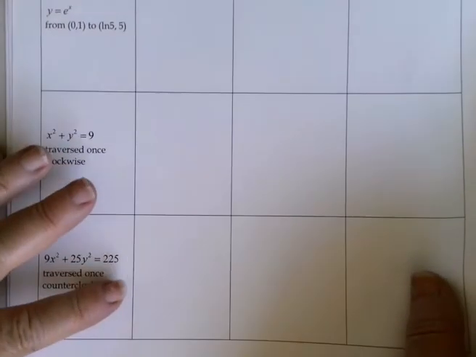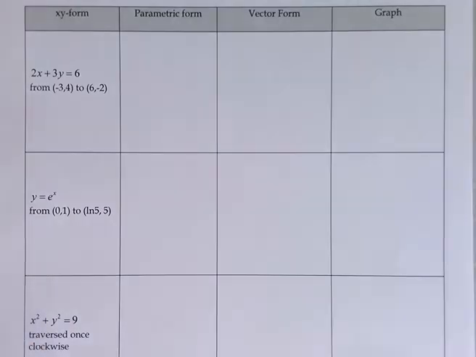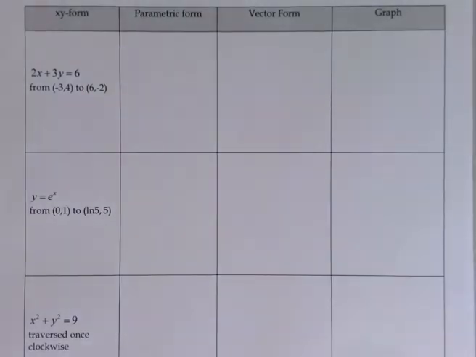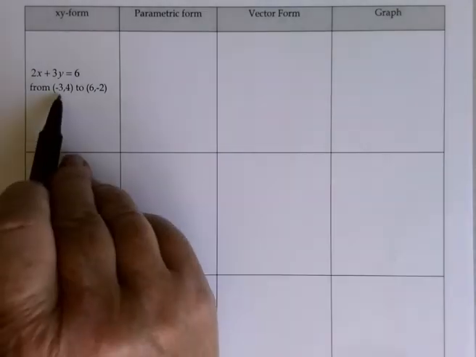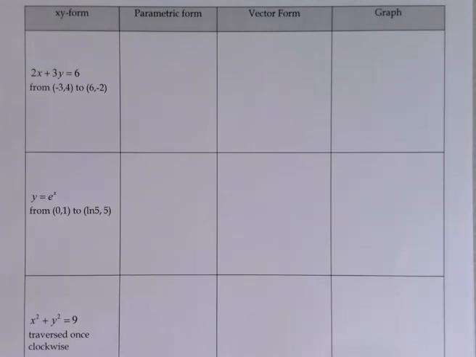All right, just to practice, because I know it might have been a little while for some of us since we've done much work with parametric equations, let's do a few examples where I'm going to give you an XY form. We'll talk about changing to the parametric form. We'll do our new vector form, which is a short jump from the parametric, and sketch a graph. So I'm going to start with just a line, 2x plus 3y equals 6, from the point negative 3, 4 to the point 6, negative 2. If I would like to use my little trick of letting x equal t, I can do that.